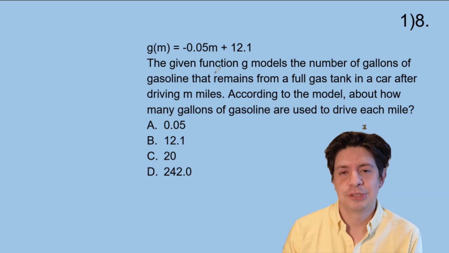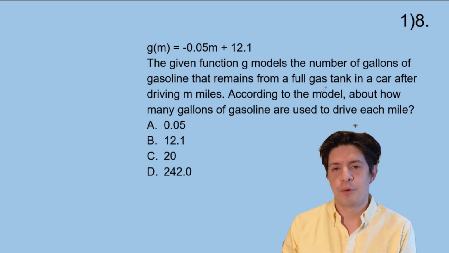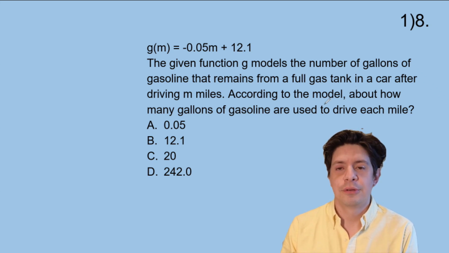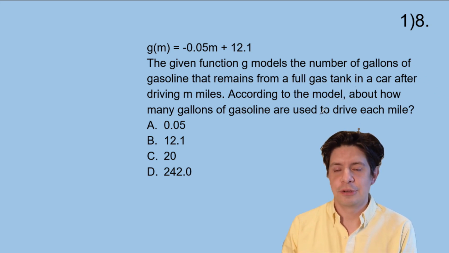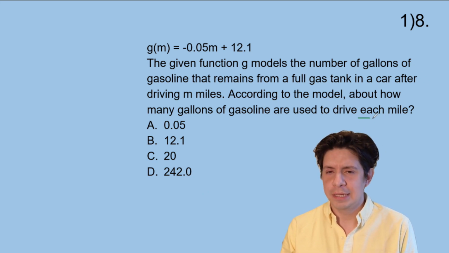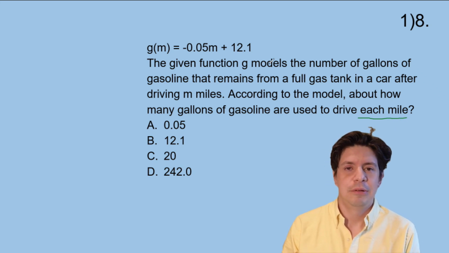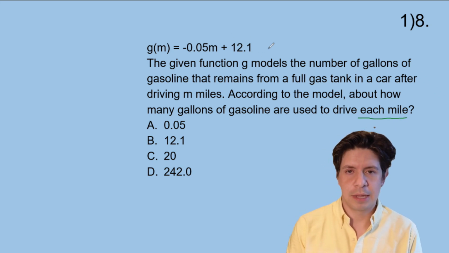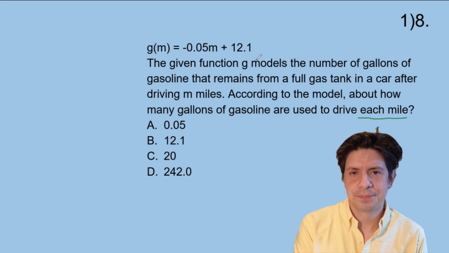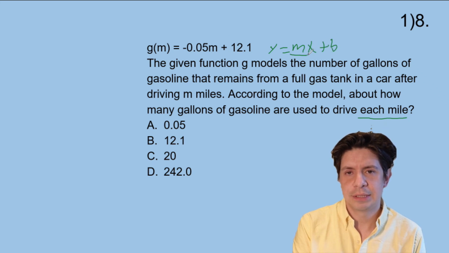All right. So the given function G models the number of gallons of gasoline that remains from a full gas tank in a car after driving m miles. According to the model, about how many gallons of gasoline are used to drive each mile? Okay, so again, they're talking about each. When they're talking about each or per or the average, I'm usually thinking slope. If we look at this equation, it's very much a y equals mx plus b equation. So in that situation, y equals mx plus b, m is the slope.